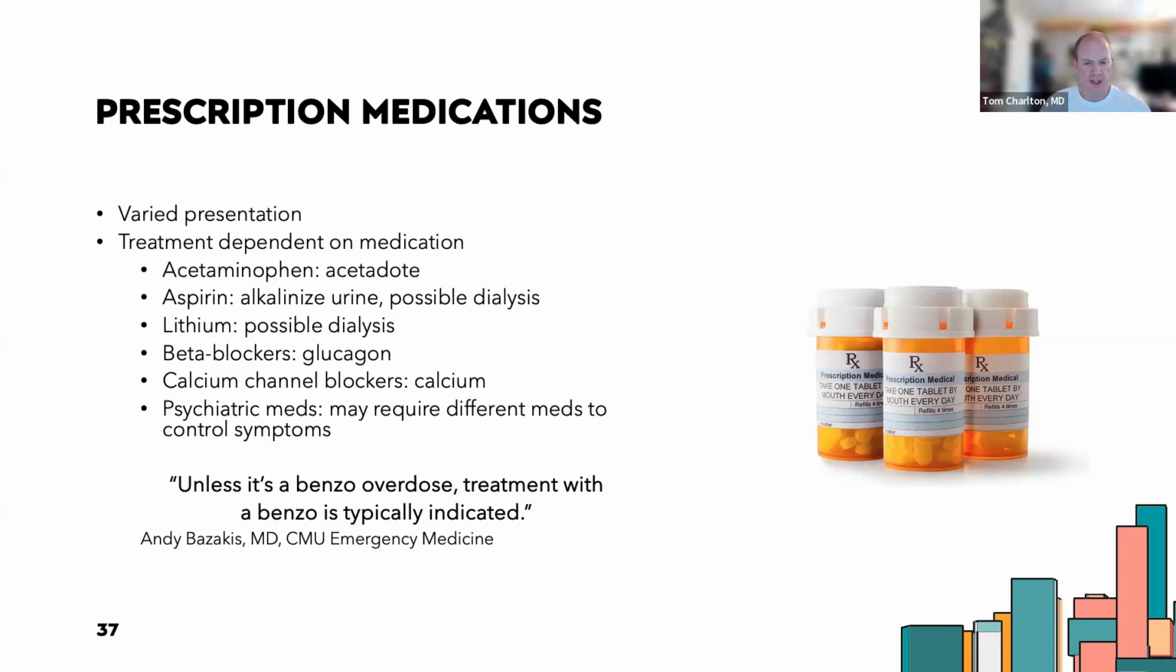And then I want to leave you with a little nugget of information that was taught to me by one of my faculty in residency. He was also my academic advisor. Unless it's a benzo overdose, treatment with a benzo is typically indicated. And he's not wrong. A lot of stuff, when you call poison control, they're going to say, all right, you got to look for this, this, this. And then, of course, if they have a seizure, you're going to want to give them a benzodiazepine. So again, if they're agitated after an overdose, a benzodiazepine is probably going to be one of the treatment recommendations. So thanks to Andy Bazakis up in Saginaw, Michigan, for that nugget of truth.